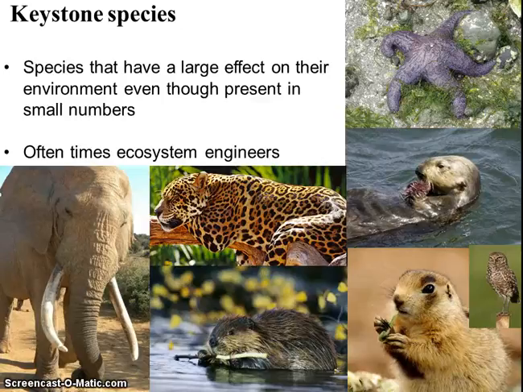Welcome back to part 3. Keystone species are species that have a large effect on their environment even though they're generally present in small numbers. We're going to look at examples to help you understand what that means.